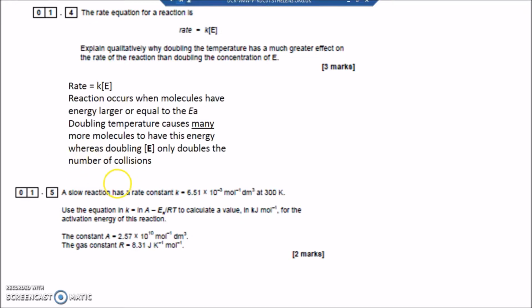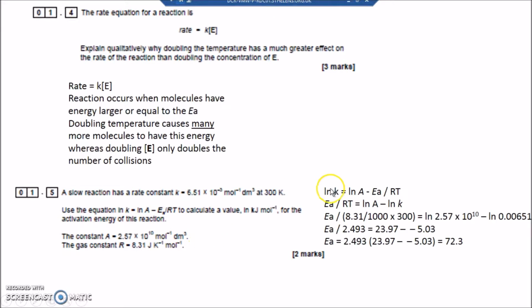Now we've got an equation here, natural log of k, ln k, equals natural log of A take away activation energy divided by RT. That's all it's given to you. It's the Arrhenius equation, and you've just got to put some numbers in. So all we've got to do is we write it out and then we say ln k equals ln A take away activation energy divided by RT.